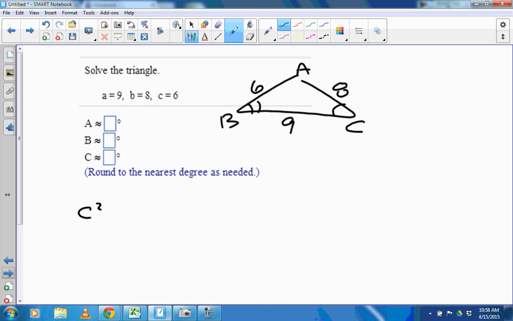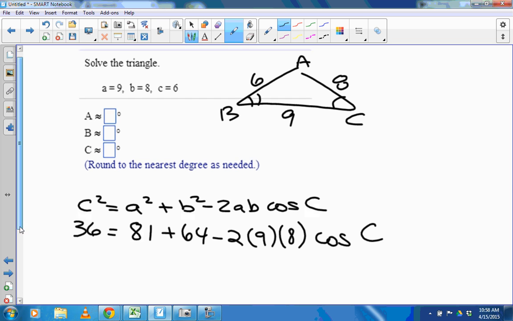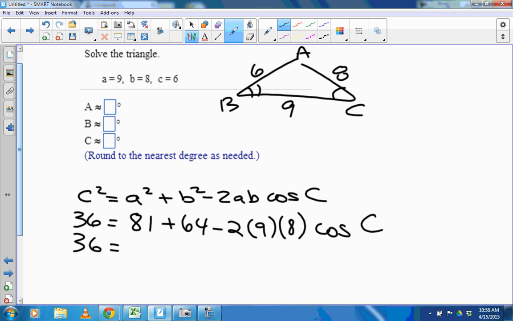Right. So C squared equals A squared plus B squared minus 2AB times cosine C. Okay. So 36 equals 81 plus 64 minus 2 times 9 times 8 times the cosine of C. All right. Let's clear it up. 81 and 64 would be 145. And then 2 times 9 times 8 would be 144.